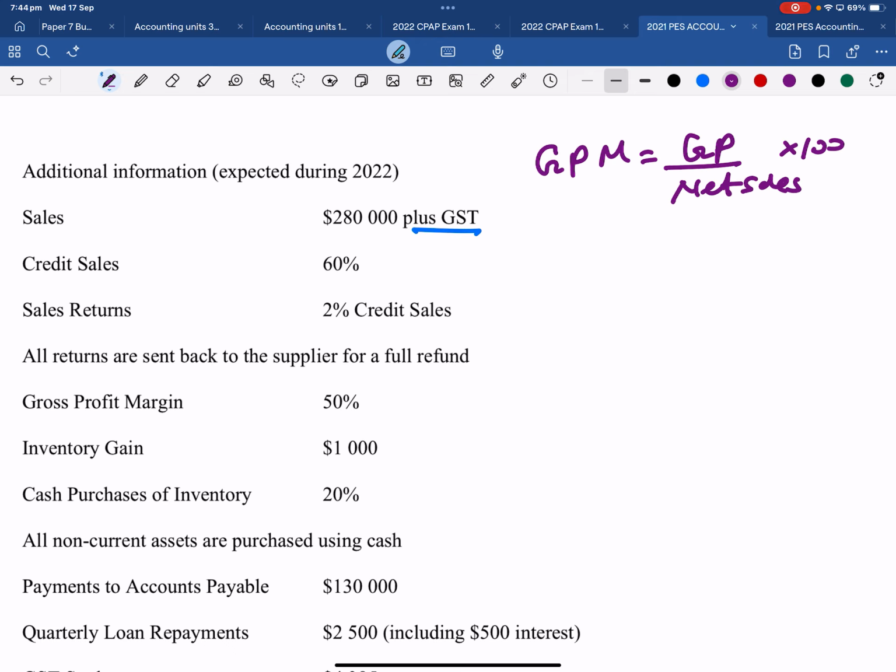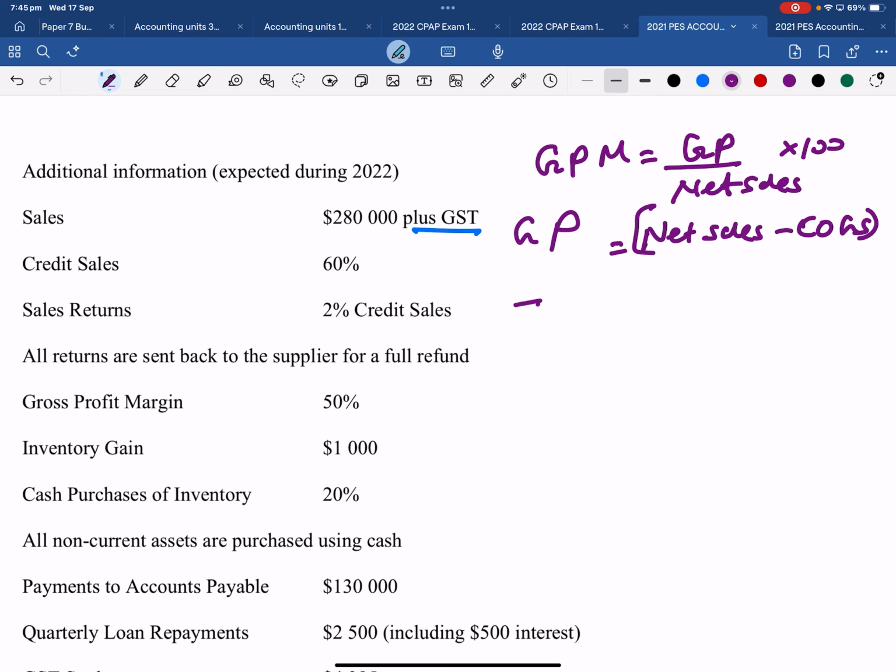How do you calculate the gross profit? Gross profit is, what is it? Net sales take away cost of sales, so cost of goods sold, yes? That is how we calculate the gross profit. Now they have given us the gross profit margin. Then what do you do to calculate the gross profit? If it is 50%, then how would you calculate the gross profit, right?